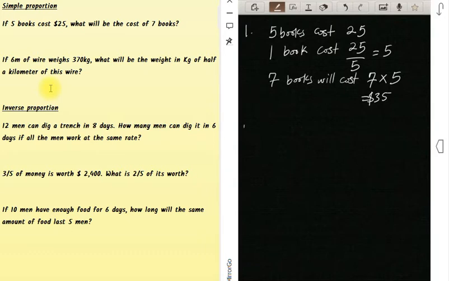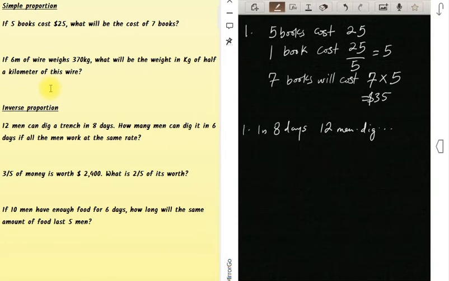Now question 1, in inverse proportion: 12 men can dig a trench in 8 days. How many men can dig it in 6 days if all the men work at the same rate? Now we are looking for the number of men, isn't it? It is important to put whatever you're looking for at the right hand side. That means my first statement is going to look like this: in 8 days, 12 men dig a trench.